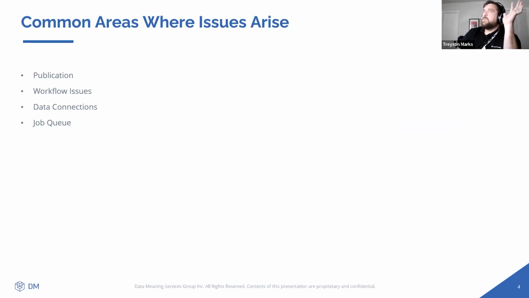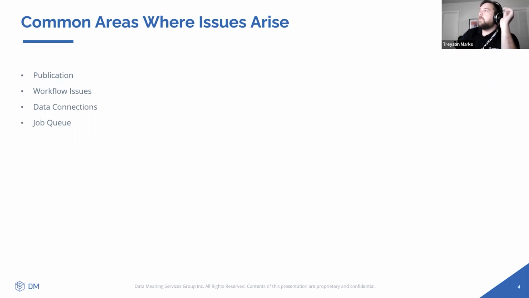Common areas where issues arise. The four biggest places I see things happening on our server are, first, during publication, so when we're actually pushing workflows up. Second, issues on the workflow itself. A lot of times that's where a user didn't do their due diligence to clean it up and make sure it runs as well as it can, so you'll see that start to affect your server.